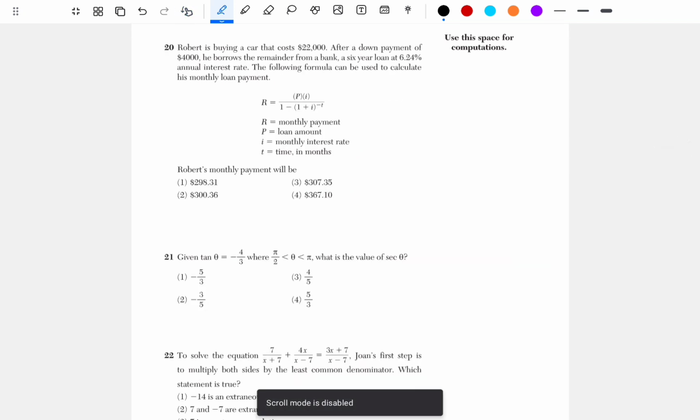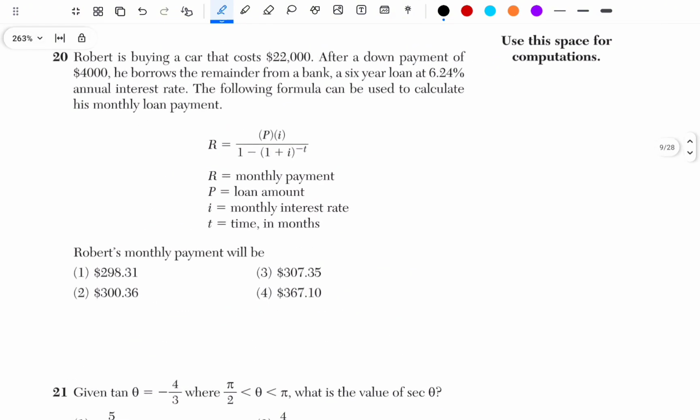So we are nearing the end of the test. Question number 20. I'm going to zoom in a little bit more so that we can see the question better. Question number 20 says, Roberto is buying a car that costs $22,000. After a down payment of $4,000, he borrows the remainder from a bank, a 6-year loan at 6.24% annual interest rate. The following formula can be used to calculate his monthly payment. So they give us the formula, and the question asks, Roberto's monthly payment will be.